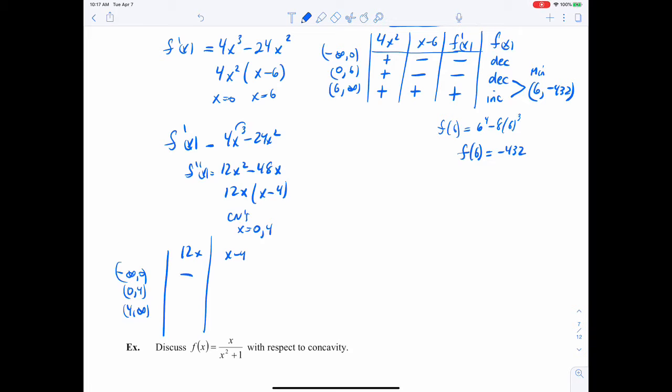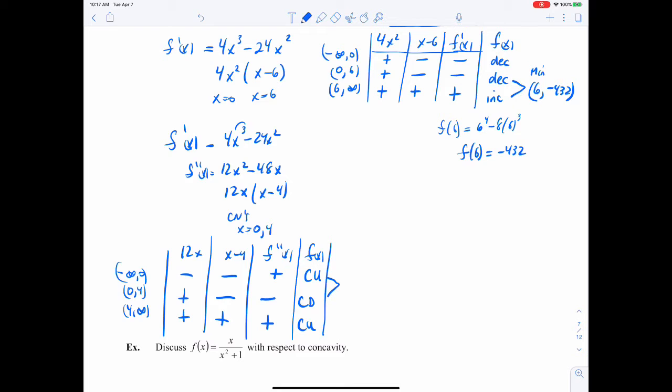So a negative times 12 is negative. Positive times 12 is positive. Here, a negative take away 4 is negative. A value between 0 and 4 take away 4 is negative, and a bigger number is positive. Therefore, my second derivative is negative times negative is positive, negative, positive, which means that this graph is concave up, concave down, concave up, which when we have a change from concave up to down or down to up, it's an inflection point. So I have one at 0 and something and 4 and something.